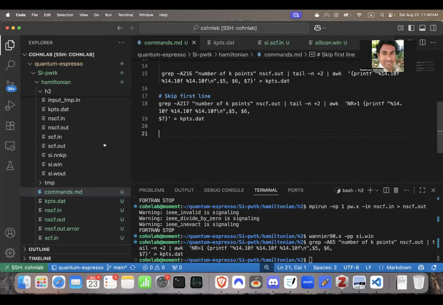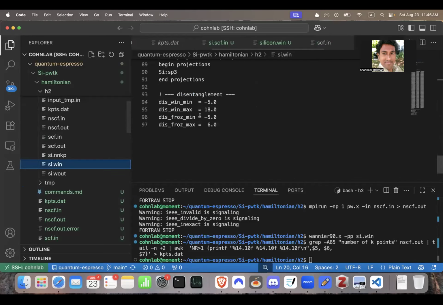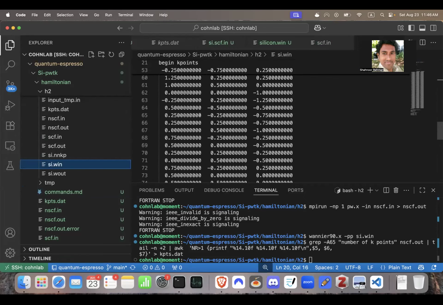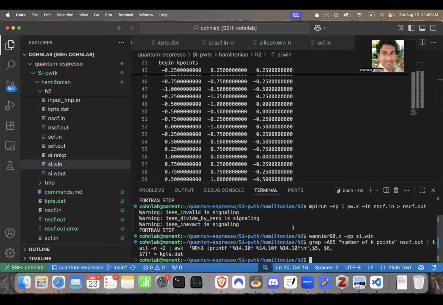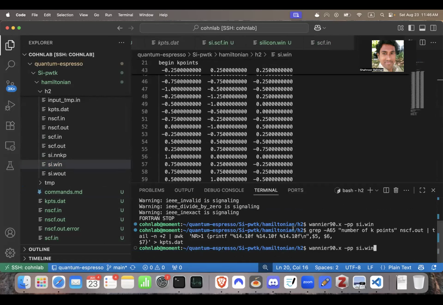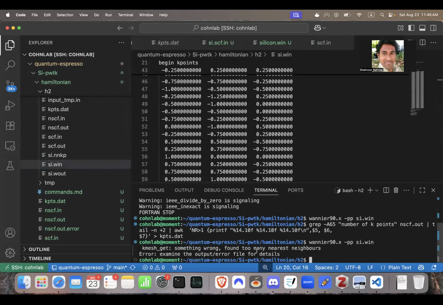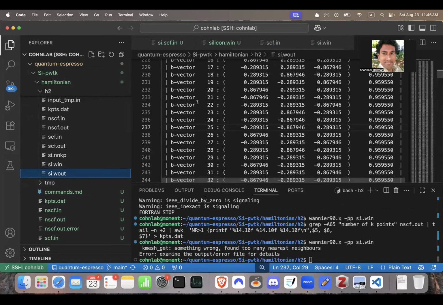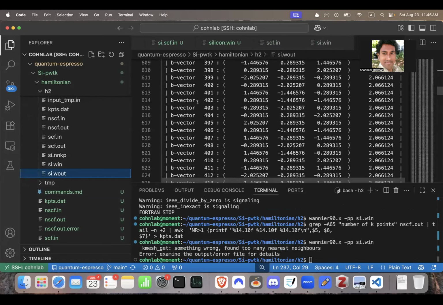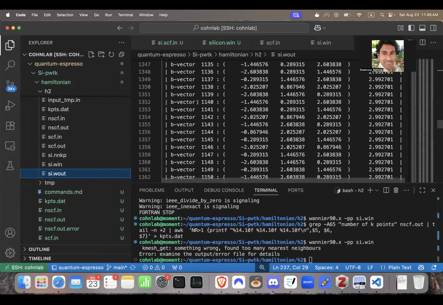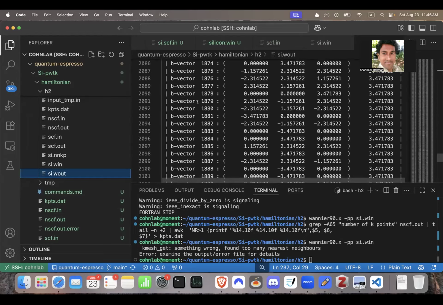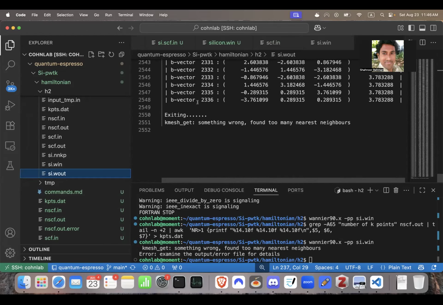So explore that command a little bit. You will know how it works. So I have the K points there. That's fine. The problem is if I run this pre-processing command, it says something is wrong. And if I go there, this is the output file generated by the Wannier90 command. It says kmesh something wrong, found too many nearest neighbors.